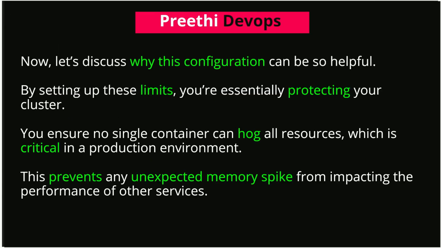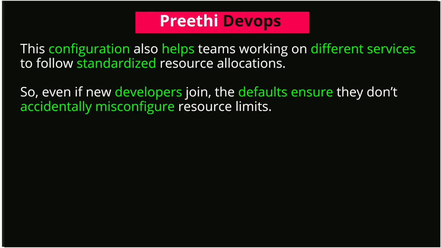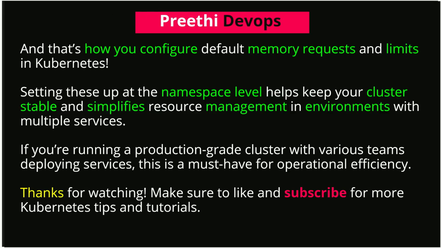Now, let's discuss why this configuration can be so helpful. By setting up these limits, you're essentially protecting your cluster. You ensure no single container can hog all resources, which is critical in a production environment. This prevents any unexpected memory spike from impacting the performance of other services. This configuration also helps teams working on different services to follow standardized resource allocations. So, even if new developers join, the defaults ensure they don't accidentally misconfigure resource limits.